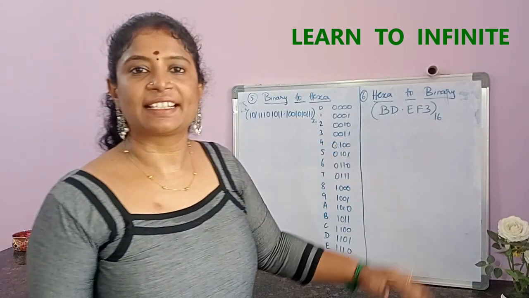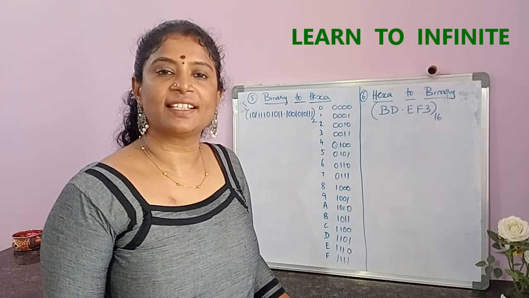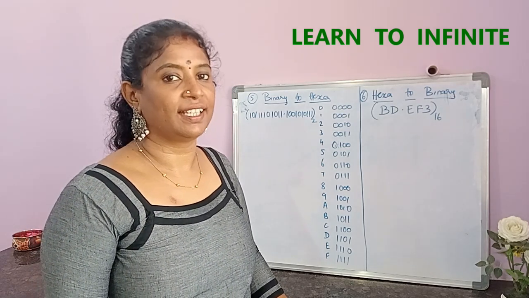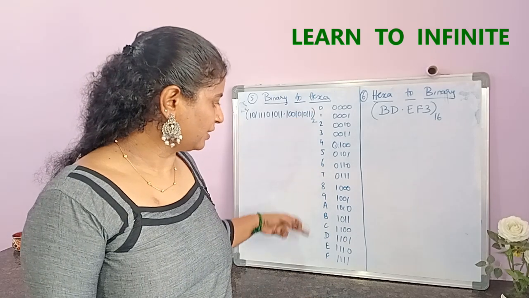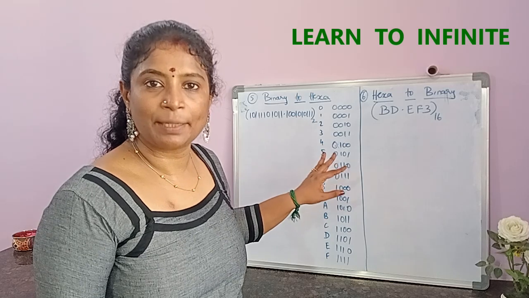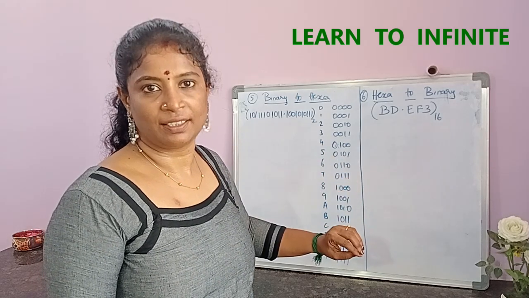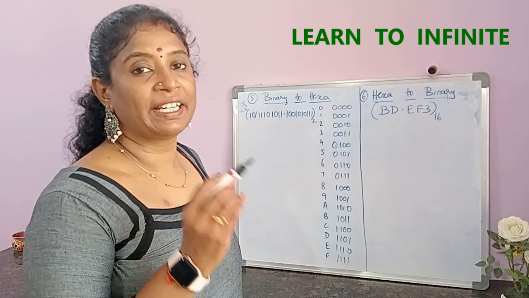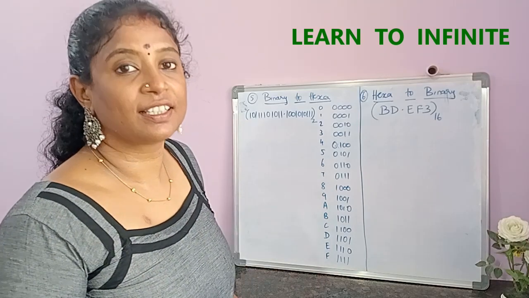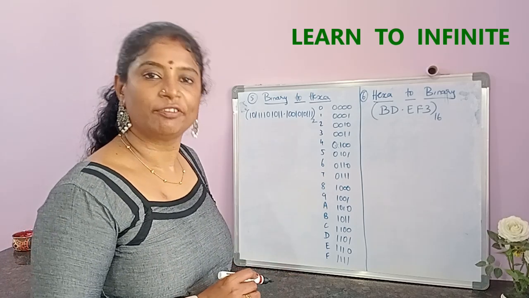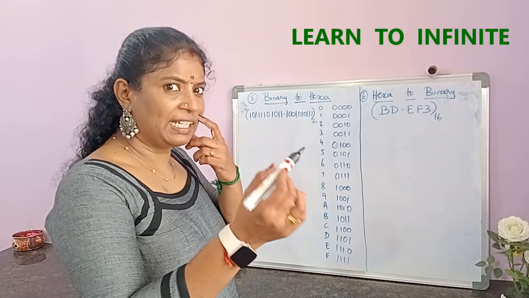Now let's move on to the next conversion: binary to hexa, hexa to binary. Hexadecimal has base 16, it starts from 0 to 9 and then A to F. That is what I have written here, 0 to 9 and then A to F. The binary representation of a hexadecimal digit is in the form of 4 bits. Previously we saw the binary representation of an octal digit is in the form of 3 bits, and here for a hexadecimal digit it is in the form of 4 bits.